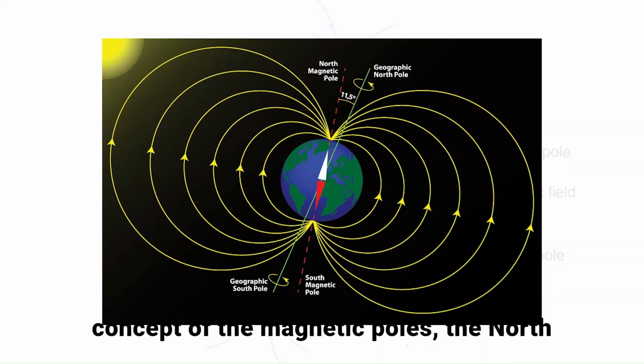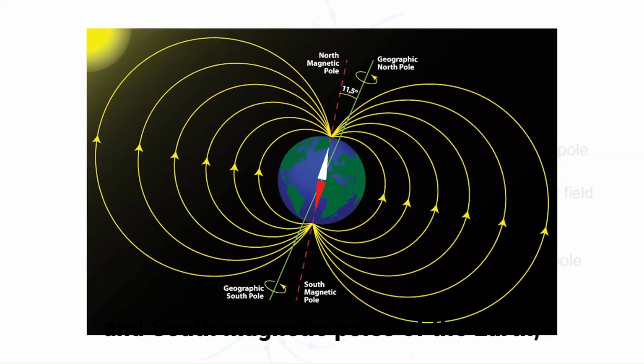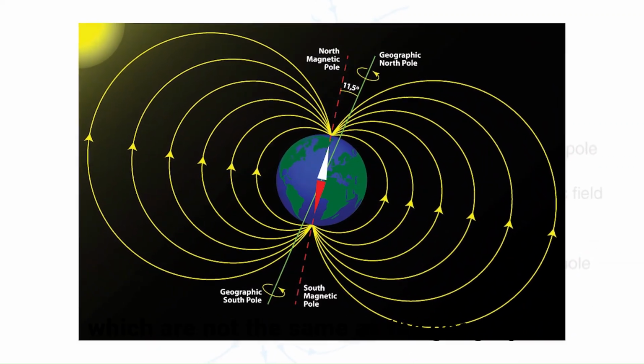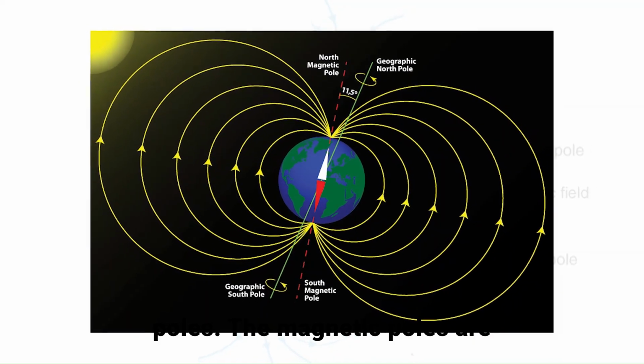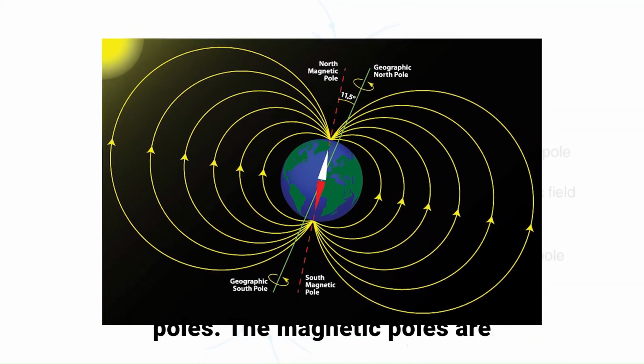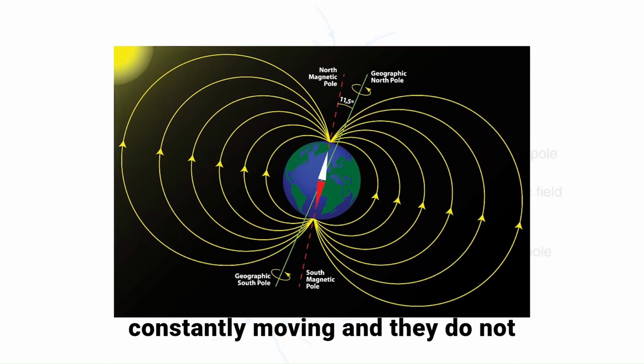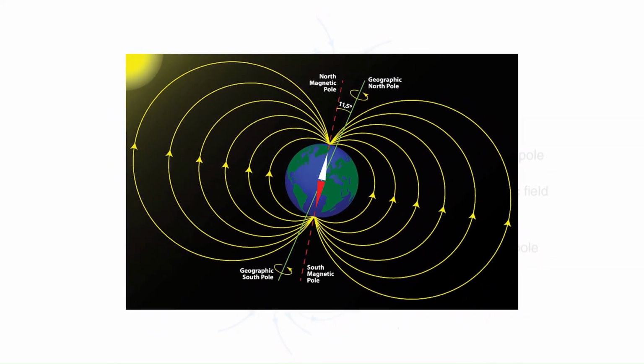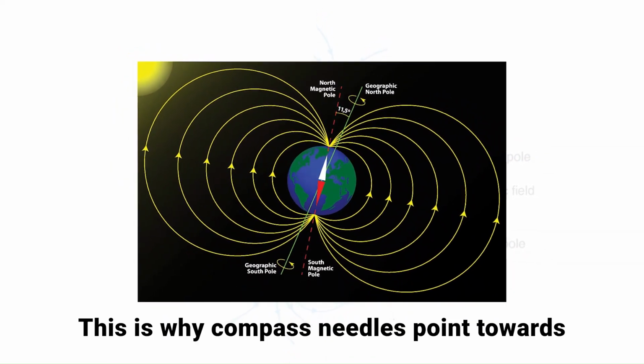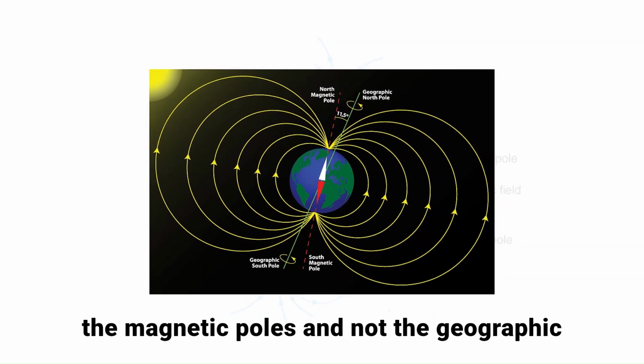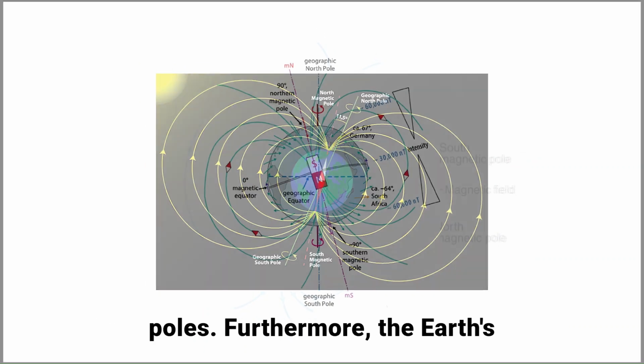Earth's magnetic field has several key features that are important to understand. First, there is the concept of the magnetic poles, the north and south magnetic poles of the Earth, which are not the same as the geographic poles. The magnetic poles are constantly moving, and they do not coincide with the geographic poles. This is why compass needles point towards the magnetic poles and not the geographic poles.